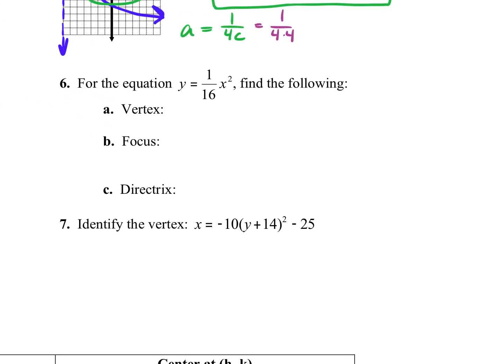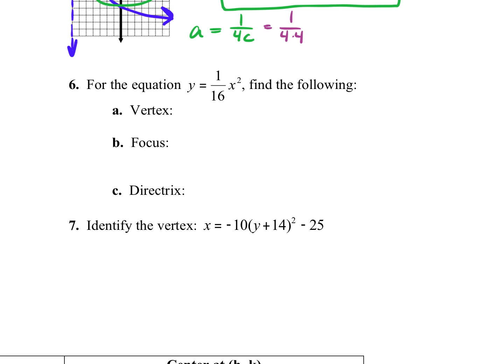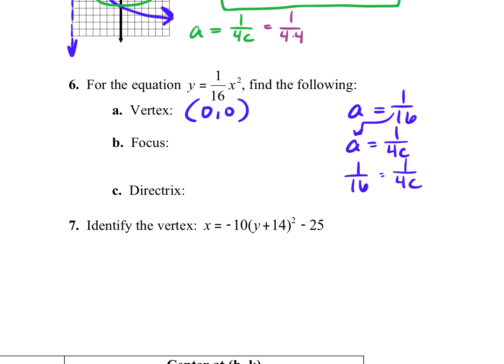This one says for the equation y equals 1/16 x squared, find the following. You need to be able to find a vertex. Can anyone tell me the vertex? 0, 0, right? This is the simpler form, so then your vertex is 0, 0. Your a value is 1/16, and we know a equals 1 over 4 times c, so just substitute here. 1/16 is 1 over 4c. What does c have to be if 1/16 is going to equal 1/16? C has to be 4.